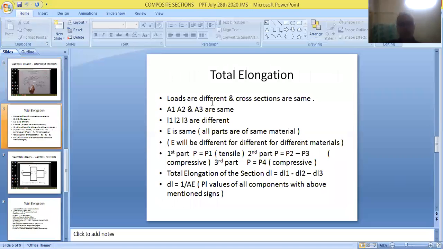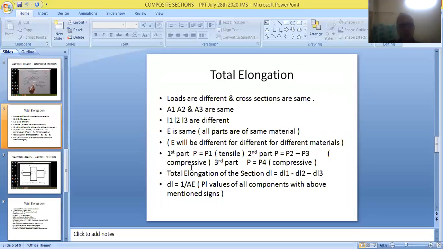So loads are different, as shown in the previous slide. So, my dear students, loads are different, cross sections are one and the same. A1, A2, A3 are one and the same. L1, L2, L3 are different. E is taken as same. We assume all parts are made up of the same material. So, E will be different for different materials, as told by me in the first slide.